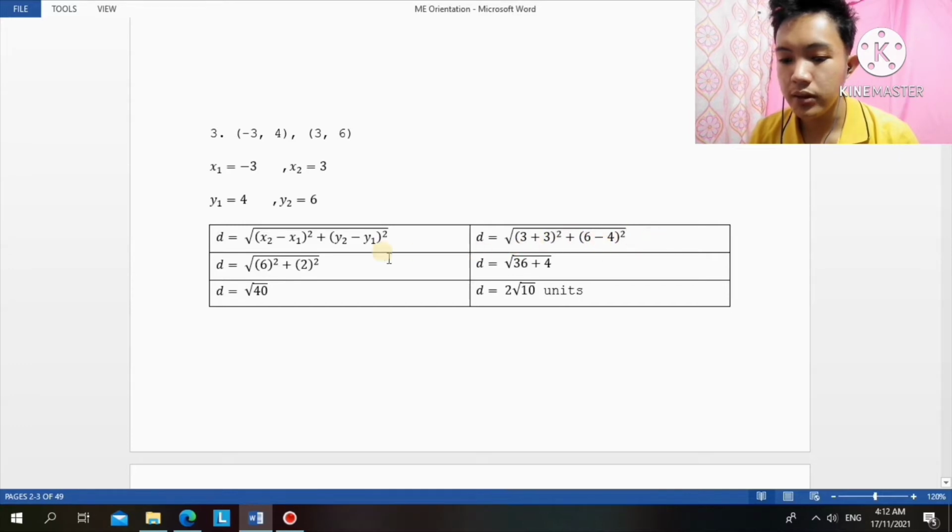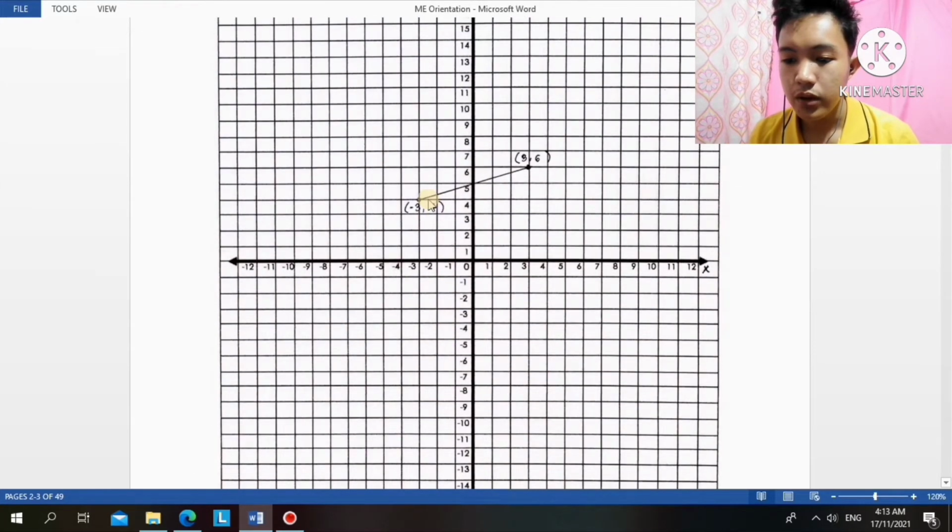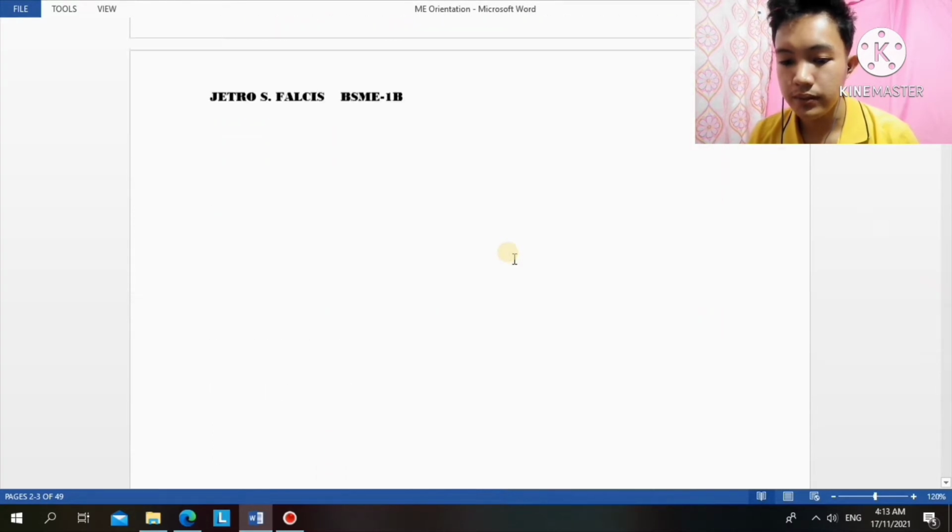So, 3 plus 3 is equal to 6. Then, 6 minus 4 is equal to 2. So, 6 raised to 2 is equal to 36. Then, 2 raised to 2 is equal to 4. So, 36 plus 4 is equal to 40, or 2 square root of 10 units. So, the distance is equal to 2 square root of 10 units. So, next problem.